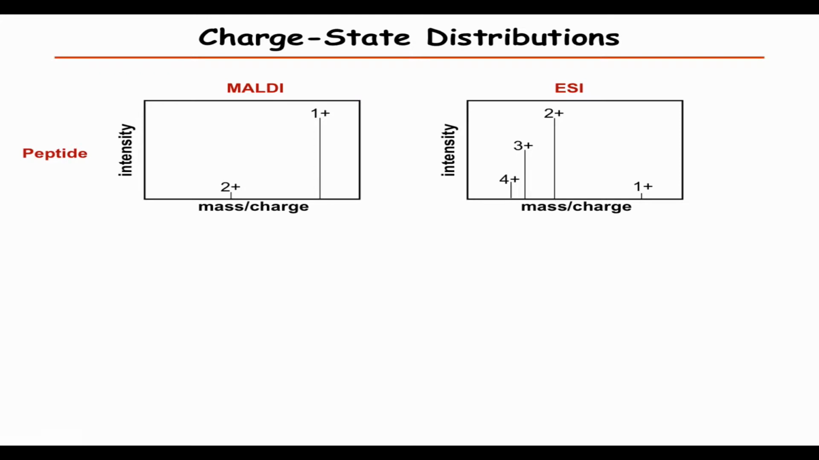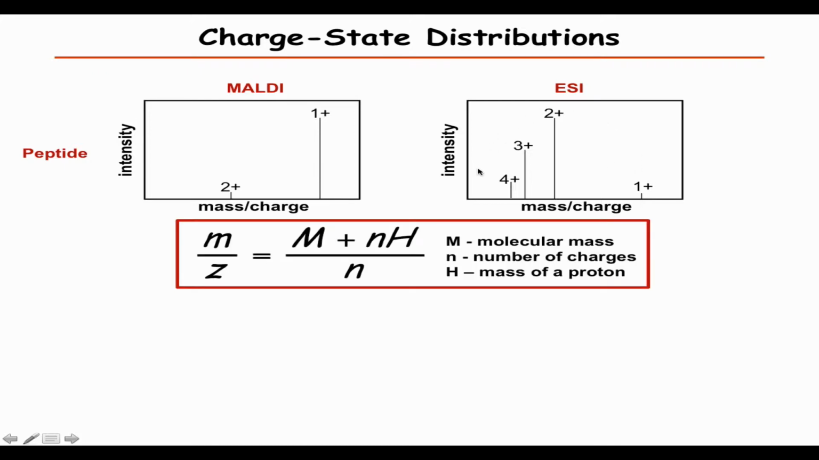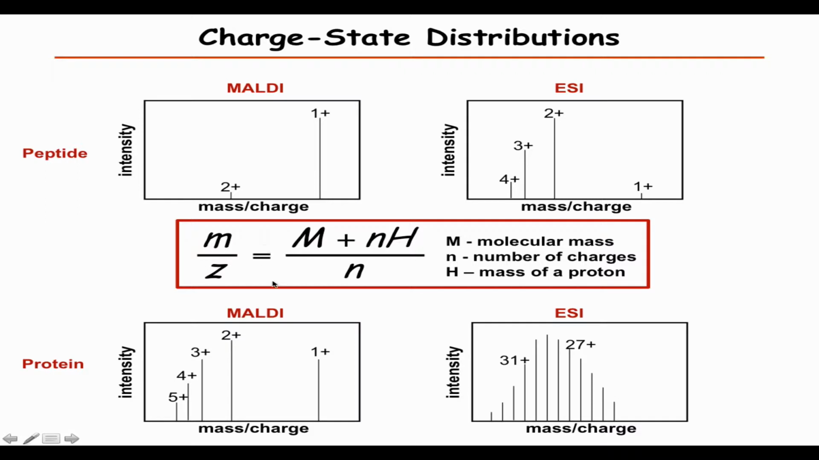So then we have the charge distribution. There are two main ways to ionize. One is the matrix, this laser desorption I mentioned before. The other one is electrospray. And if you have a peptide, usually in MALDI you get the 1+ as the most dominant. But in electrospray, it's usually more the 2 or 3+, and you get more of a distribution. And then when you go up to larger proteins, you get more charges, and in electrospray, many more charges. So you get this distribution.